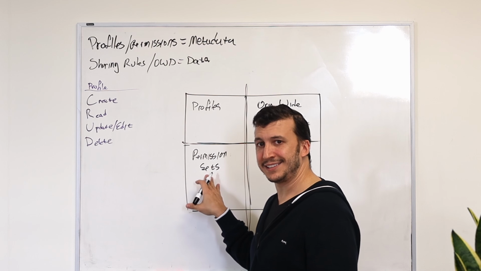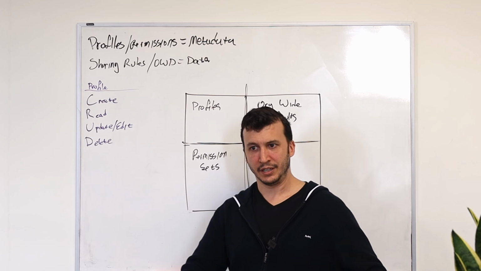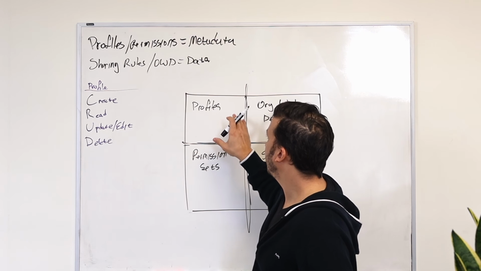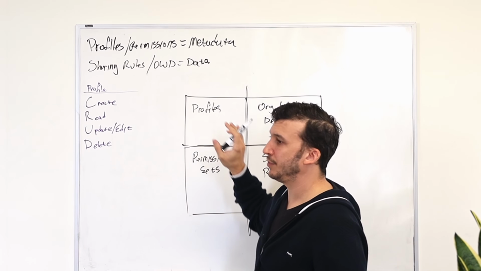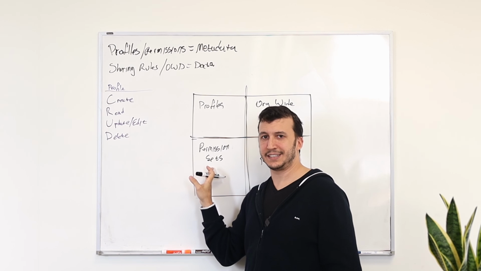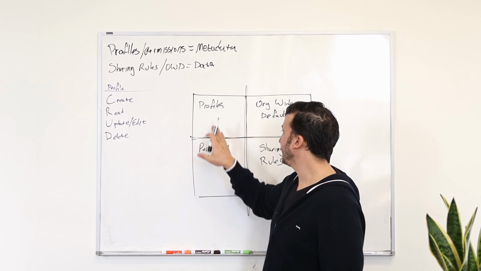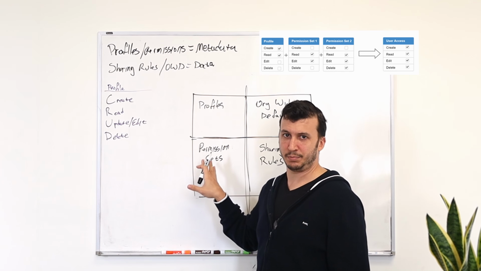Now, permission sets add to your profile. So in Salesforce, everything's additive. So if my profile says I cannot access accounts, but I have a permission set that says I can, it means that I can. So permission sets only add to your profile.